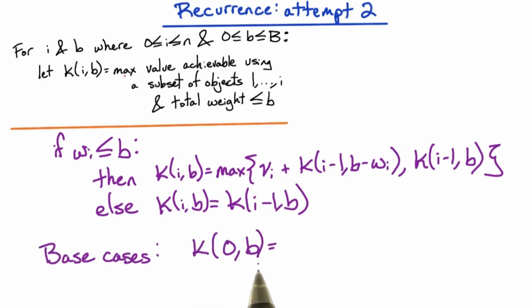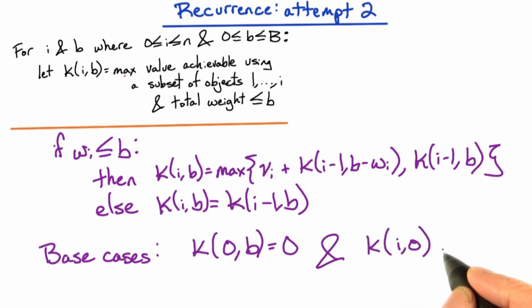For the first row of our table, i equals 0. That means we're taking a subset of objects which are the empty set. We're taking a subset of the empty set. Therefore, there's no objects that can get included. So the max value we can obtain is 0. Similarly, for the first column, we have total weight available 0. Therefore, no objects can be included, and therefore the max value we can obtain is, again, 0. Now we can go ahead and write the pseudocode for our algorithm.